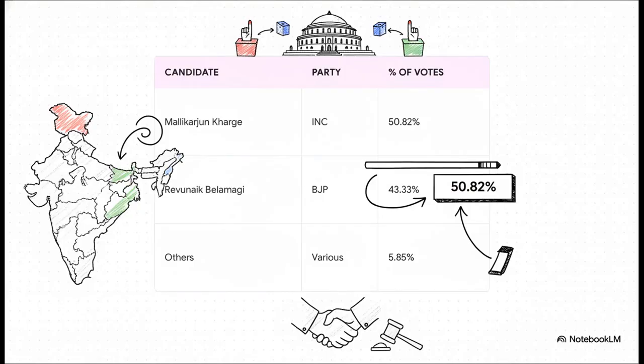Let's look at a real example to understand how the winner is decided. These are the results from the Gulbarga constituency in the 2014 Lok Sabha elections. As you can see, the candidate from the Indian National Congress got just over 50% of the votes. The candidate from the BJP got about 43%, and the rest went to other candidates.